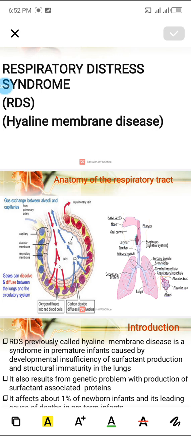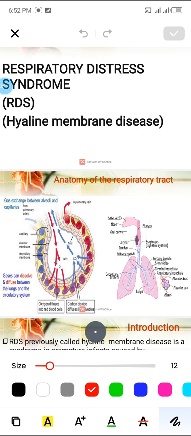Then how is it abbreviated? We abbreviate it as RDS. Whenever you hear RDS, it's respiratory distress syndrome. Then why have I put this here? Hyaline membrane disease. Sometimes NMCZ will ask you the other name for RDS. The other name is hyaline membrane disease, because we know that the hyaline membrane is found in the alveoli, and that's where the gaseous exchange takes place. So that's where the disease hits.